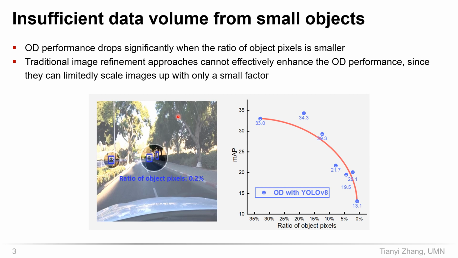To solve this issue, we can try some image refinement methods to upscale these images to a higher resolution, right? But actually, the traditional image refinement methods can only scale these images up with a small factor, like 2 times or 3 times or 4 times. So they cannot effectively enhance the OD performance.